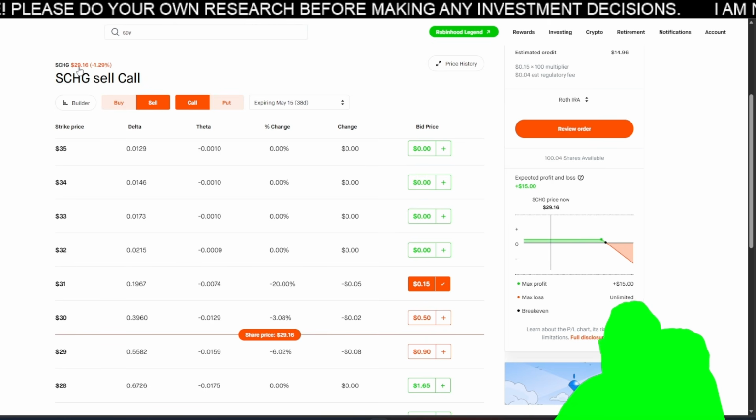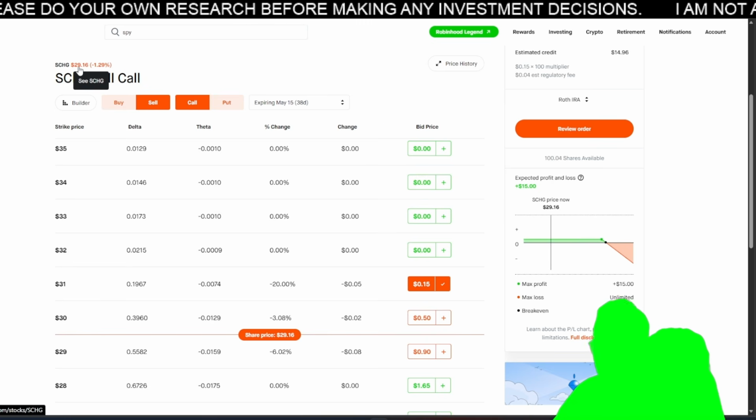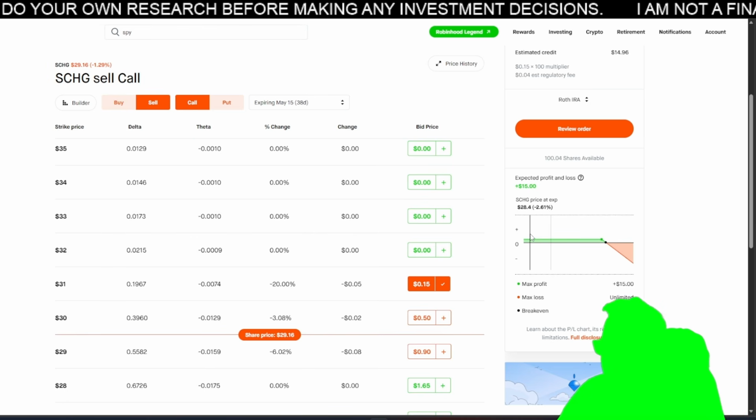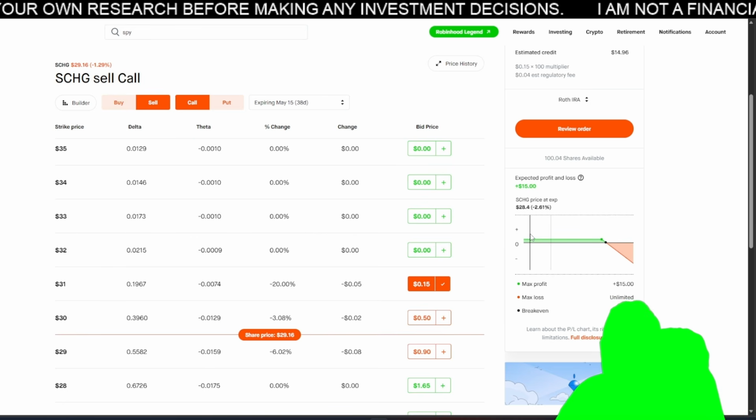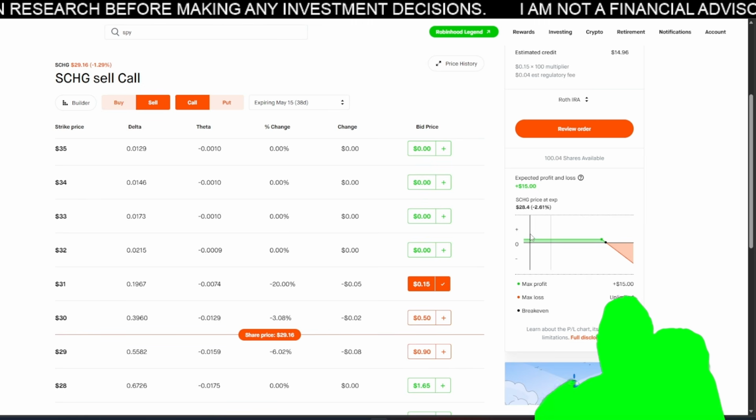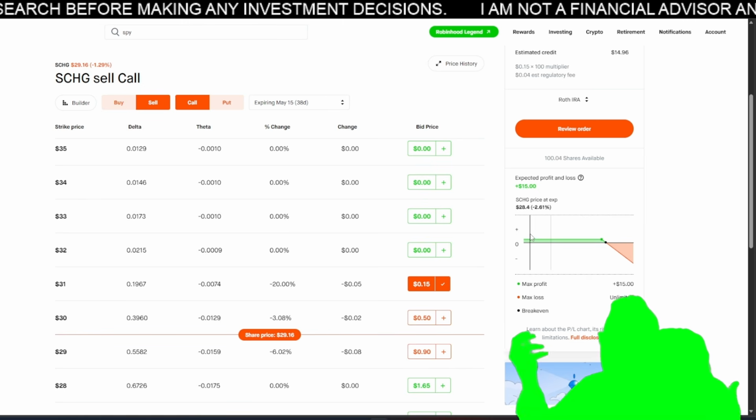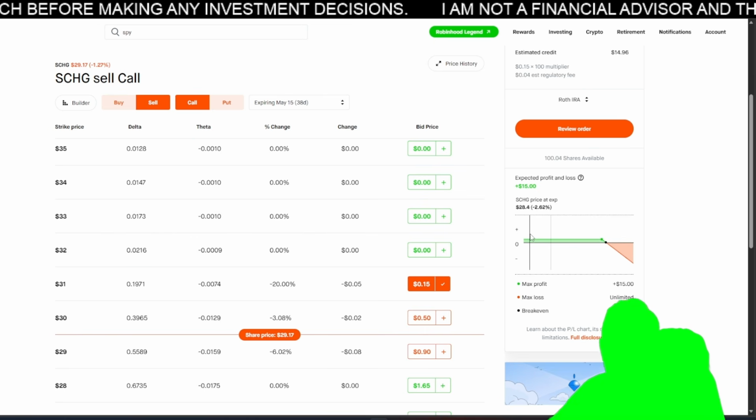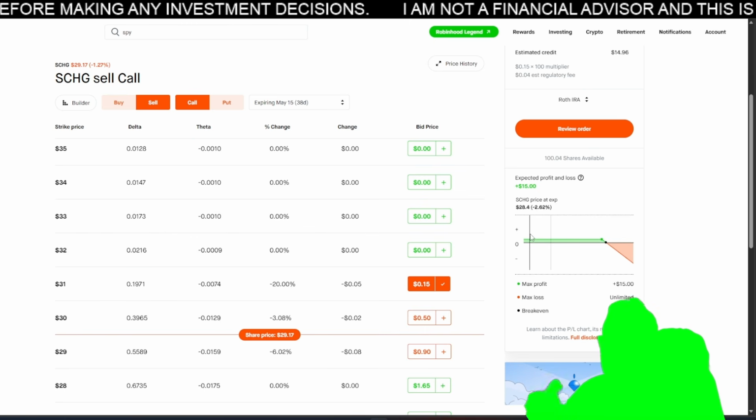Obviously, 100 shares at $29 is $2,900. So if it goes down a lot more than that, you'd be losing some good money here. But you're able to collect a little bit of money and use that. I can use that $15 to then buy up another half share if I want to. And again, imagine doing this with like thousands of shares.